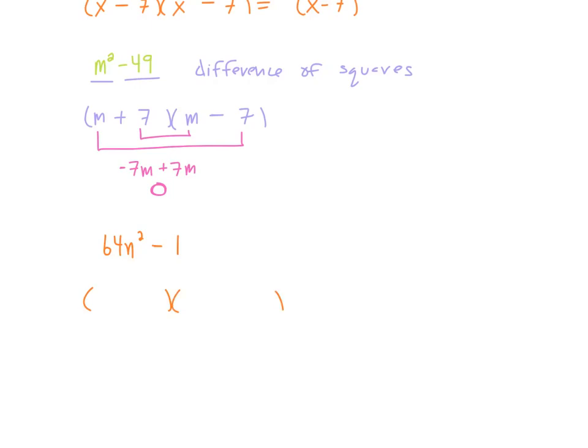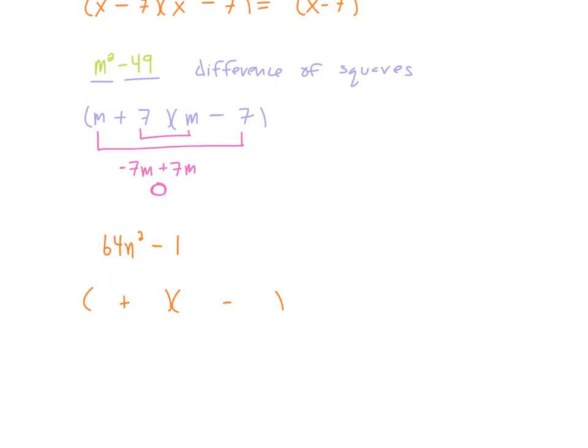Well, n squared, that piece is obviously a perfect square. 64 is a perfect square because 8 times 8 is 64. And also in the back, the 1 is a little tricky there because we never think of 1 as being a perfect square, but 1 times 1 is 1, so it is indeed a perfect square. So signs have to be opposite.